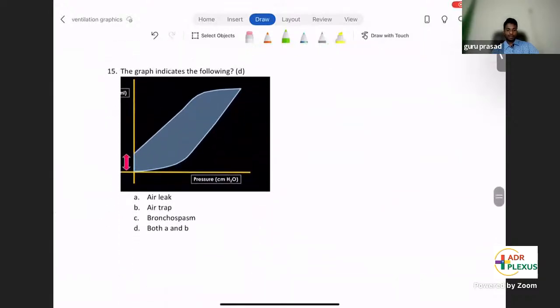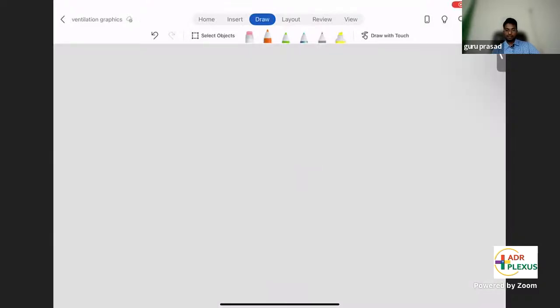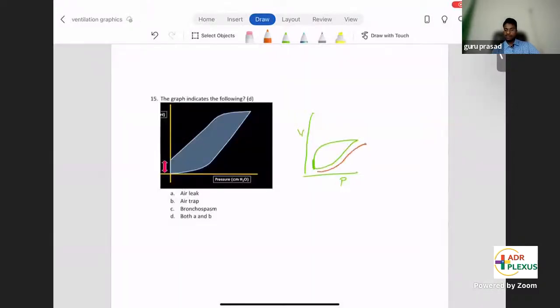Now tell me, what does this graph indicate? Single thing. Yes, excellent. It will indicate both. I have already told you, in a volume pressure graph, if you give only a single loop, you cannot tell whether it is air leak or air trap. Suppose the next one is going like this, and a subsequent one is going like this. That indicates that your auto PEEP is generating, that is, air trapping is happening. Otherwise, if I give a single wave, you cannot differentiate.